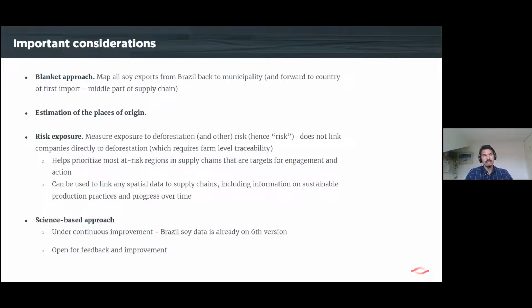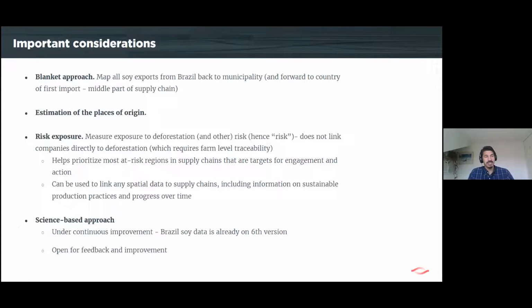What we do, again, is get these public data sets and try to build the supply chain as accurately as possible according to a science-based approach. And this deforestation risk is just a measure of the exposure. We don't say that company is driving deforestation. We are just measuring the risk that company is exposed to as they purchase from those areas that were deforested for soy. And as I said, it's a science-based approach, so we are under continuous improvement.